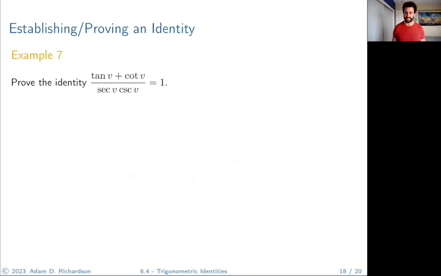All right, let's try it together. So when I look at this, clearly I want to start on the left side because that's very complicated. That's much more complicated than 1. Incidentally, one of the reasons you want to start with the more complicated expression is because a lot of times if you start with the simpler one, it's really hard to tell what you should do first, right?